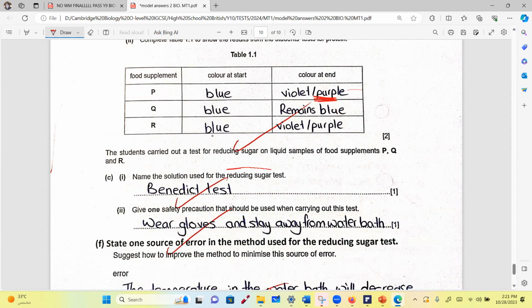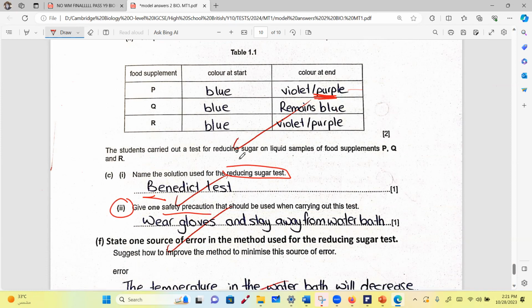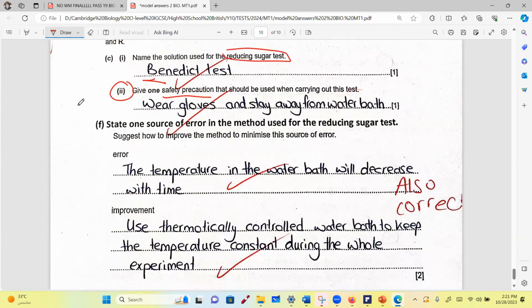Now the test for reducing sugars, Benedict, no other answer. Okay, safety precaution. Now there's nothing easier than that, and you all got it correct. This question also, the original question was actually much harder, and I asked you a very simple method to eliminate the error in the reducing sugar test. You know what the reducing sugar test is? Any test that requires color change. What is the easiest error that you can write? Any method that involves color is an error. Most of you wrote color, and this was correct.